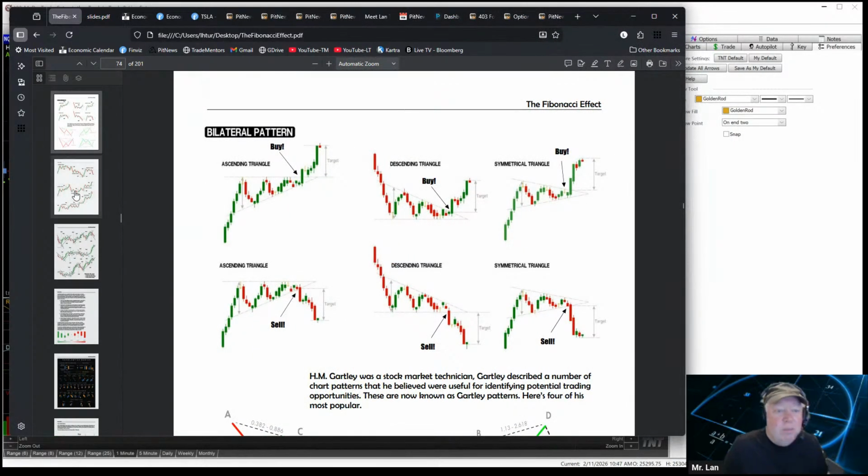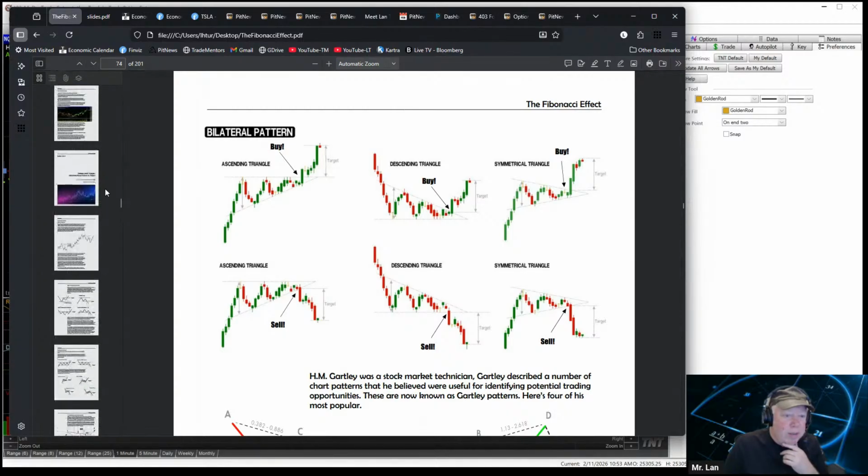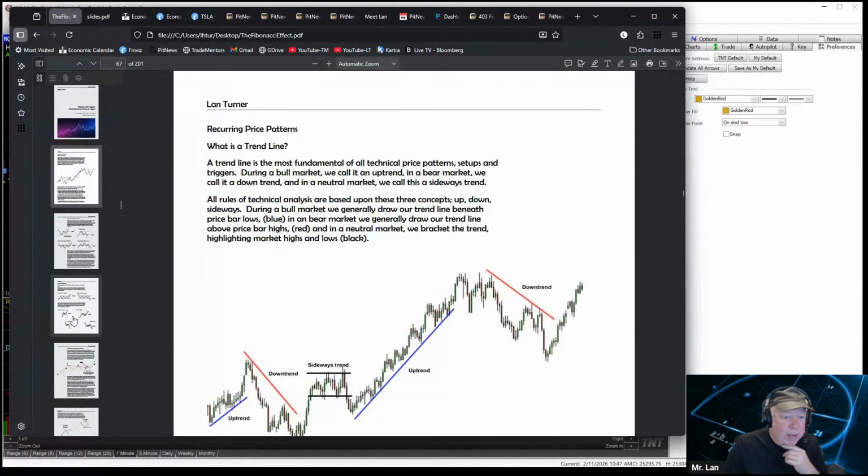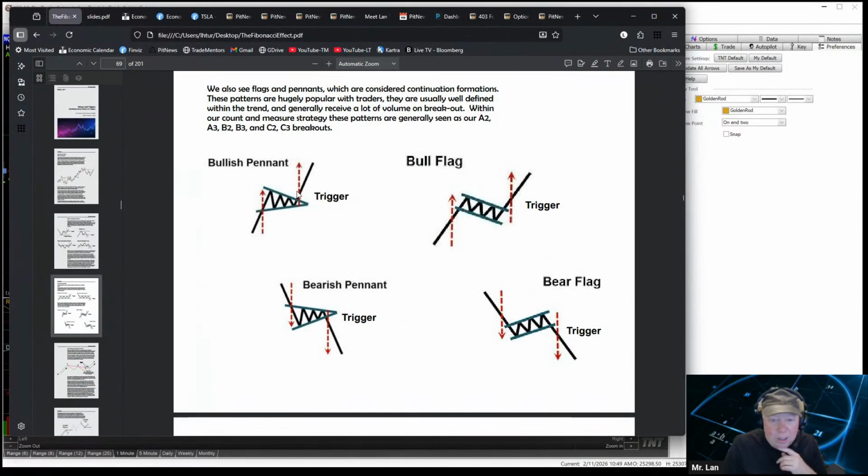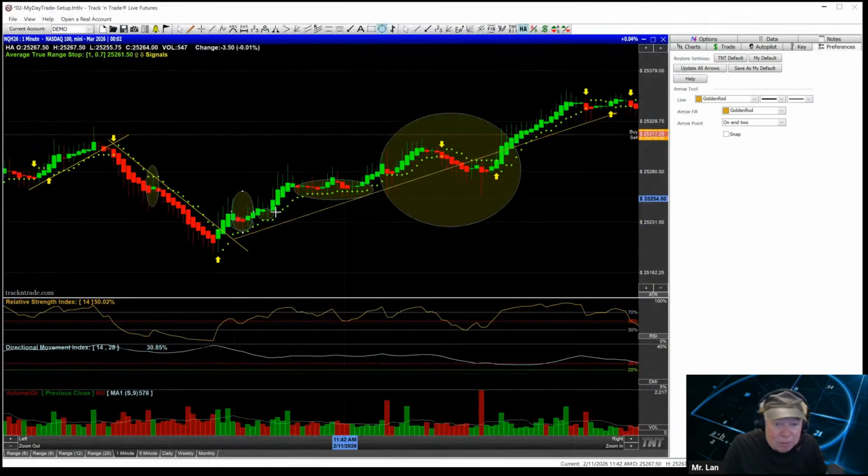All right, so this is the pattern. This is what we're looking for. We're looking for these little ABC patterns, and I got all kinds of patterns in here. This is what we're looking at on the way up. See this little up, little sideways, and then back up again? That's called a bullish pennant. And that's what we're seeing right here, this little bullish pennant.